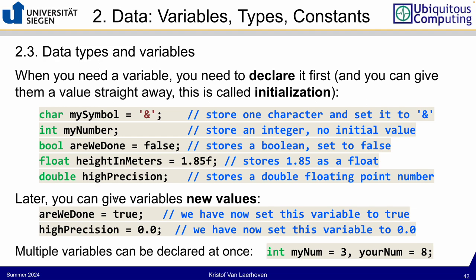And of course, since they are variables, you can later change those values, right? And the nice thing is that you can declare and initialize multiple variables of the same type in one go. So here we have a list of integers. They're called myNum and yourNum, and we initialize them as 3, respectively 8, right? So to keep things a bit shorter.